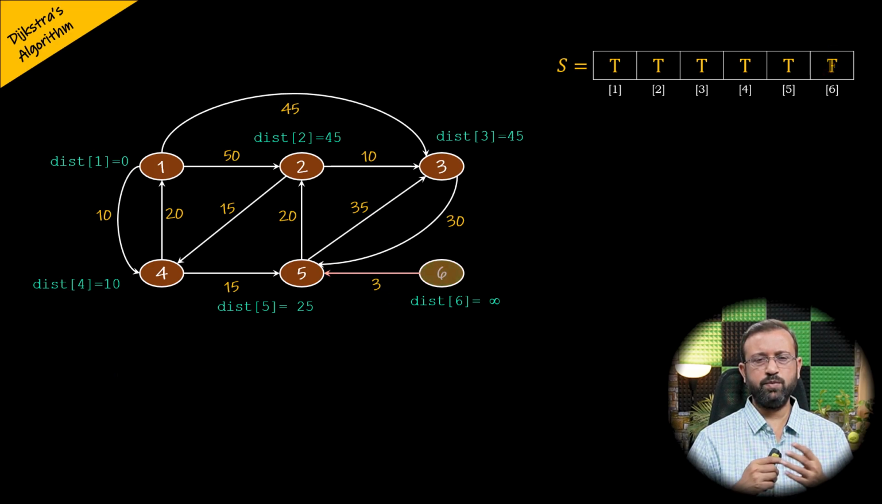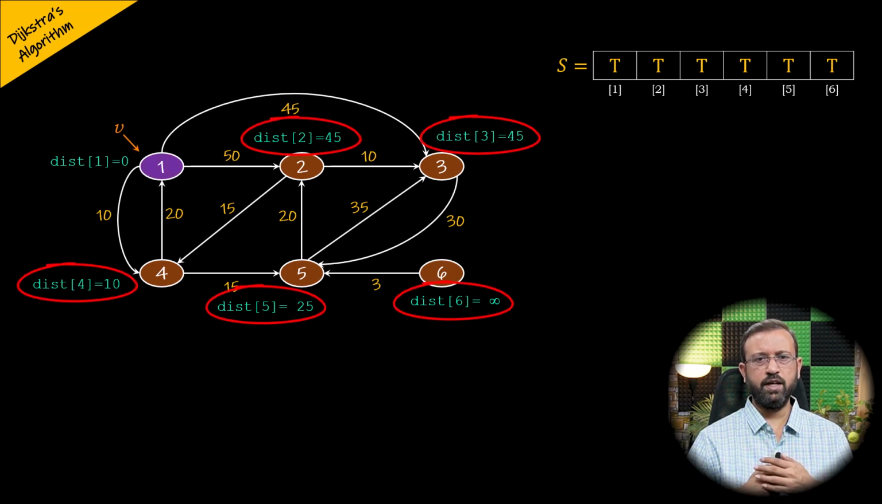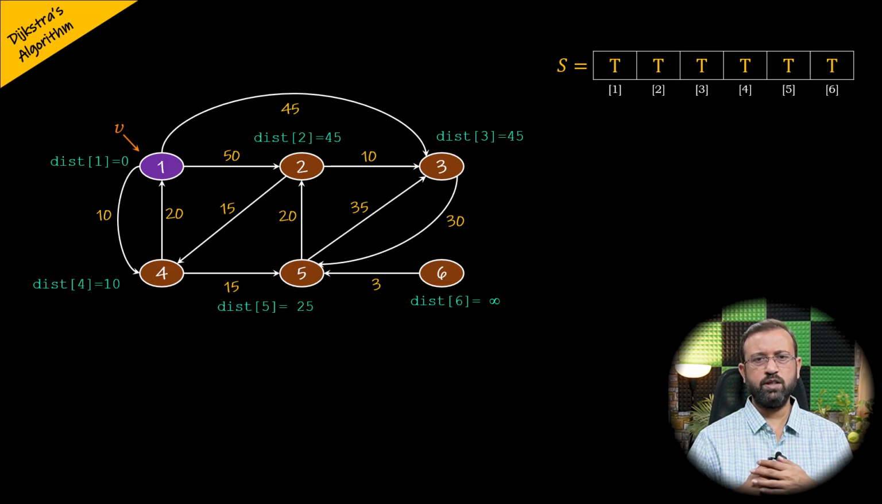At this stage, we have explored all the vertices, and the shortest paths of all the vertices are computed from the source vertex V, which is stored in the distance array, and Dijkstra's algorithm terminates. So, this is how we solve the single source shortest path problem using Dijkstra's algorithm.